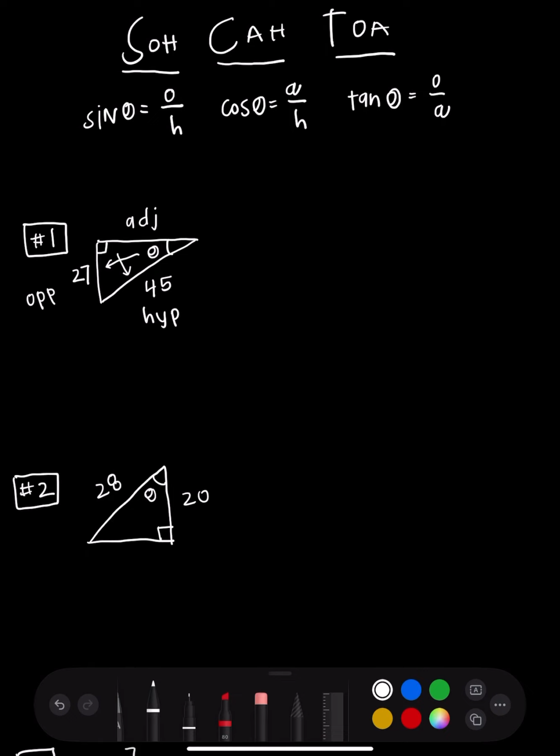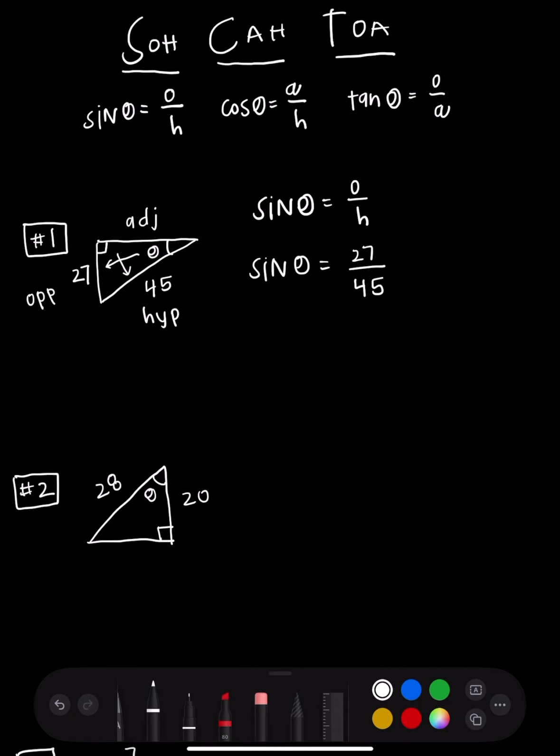So what we're going to do is look at our 3 equations up top and determine, well, which one has opposite and hypotenuse? Because those are the things that I already have. Well, the equation for sine has opposite and hypotenuse. So I'm going to use that equation that sine theta is equal to opposite over hypotenuse. But now I'm going to replace what I know about it. So I don't know what theta is, so I'm going to leave it as sine theta. But I do know my opposite side is 27, and I know my hypotenuse side is 45. Okay, great. So now I have this equation that says sine theta is equal to 27 over 45.